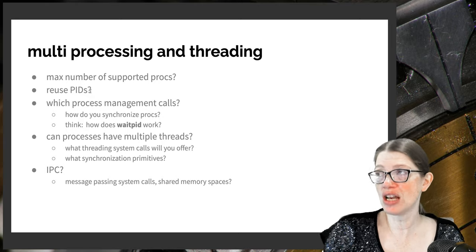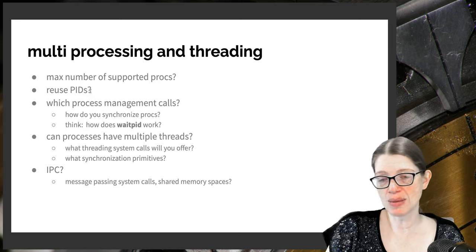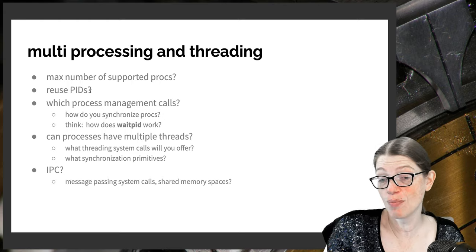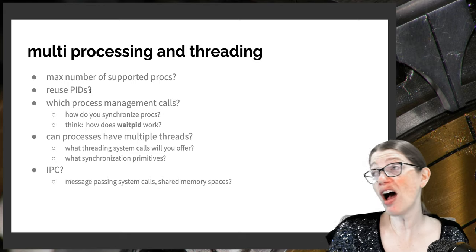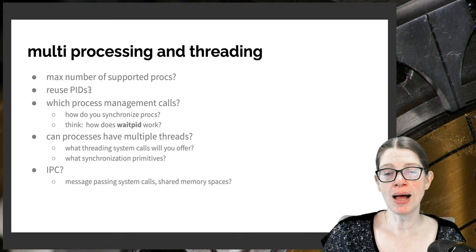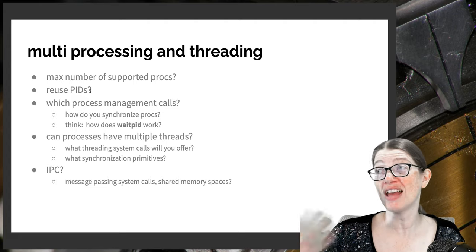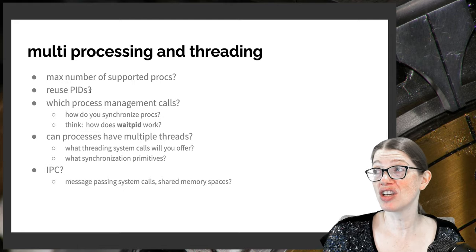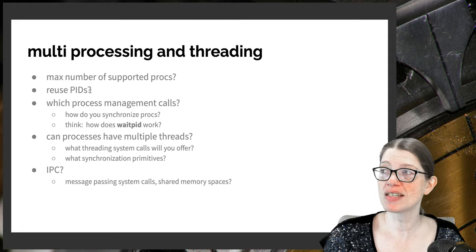So synchronization when you're supporting process management, that's a really big one. And another thing is, can your processes have multiple threads? If you are offering multiple threads per process, how are you going to handle that? Because there's lots of different ways. Are you going to actually offer the user program some threading system calls?